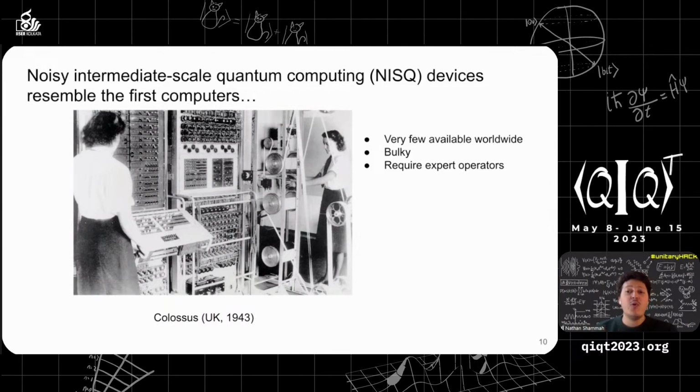There are very few available quantum computers worldwide, especially if we compare them to commercial electronics. They're generally bulky, even if the processor can be, and generally is, very small. The whole set of operations, fridges in some cases, and classical control electronics is quite cumbersome, and they require expert operators.